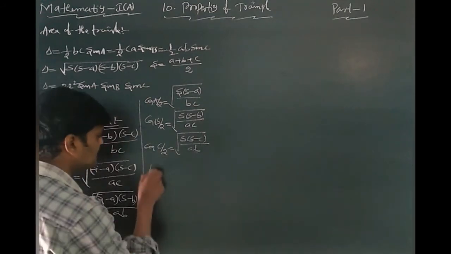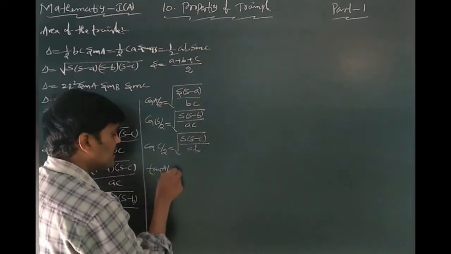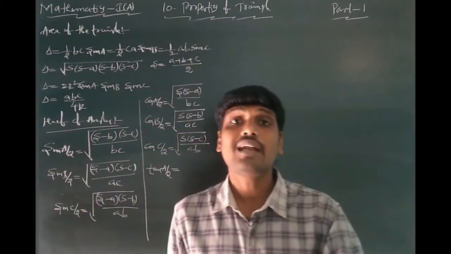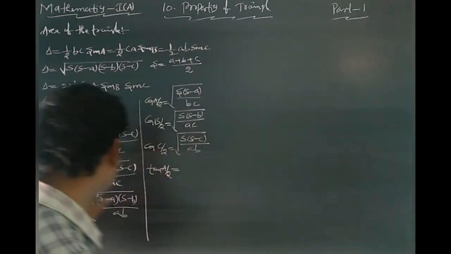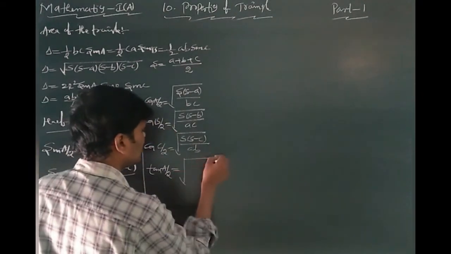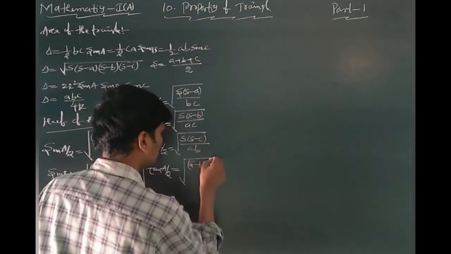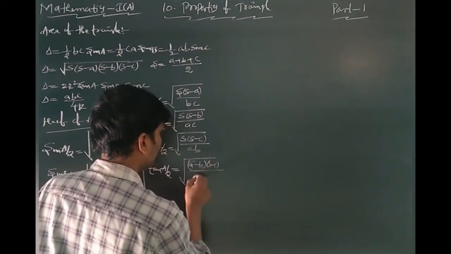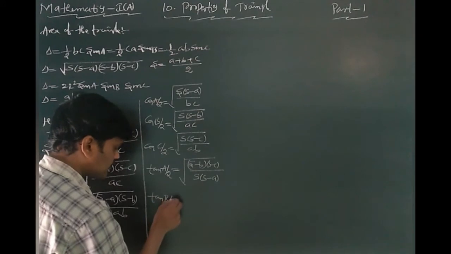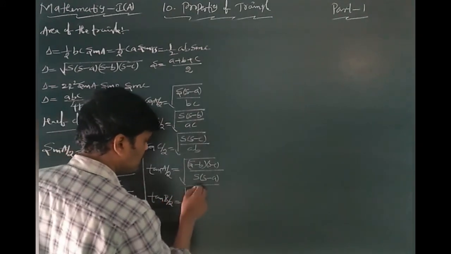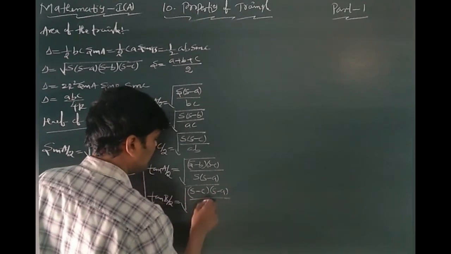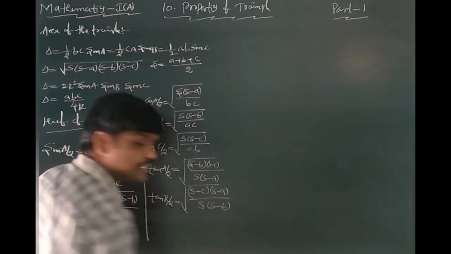Next, tan. What is the meaning of tan? Tan is the reciprocal of cot. Tan is also sine by cos. You can write directly: tan A by 2 equals square root of (s minus b) into (s minus c) by s into (s minus a). Similarly, tan B by 2 equals square root of (s minus c) into (s minus a) by s into (s minus b).